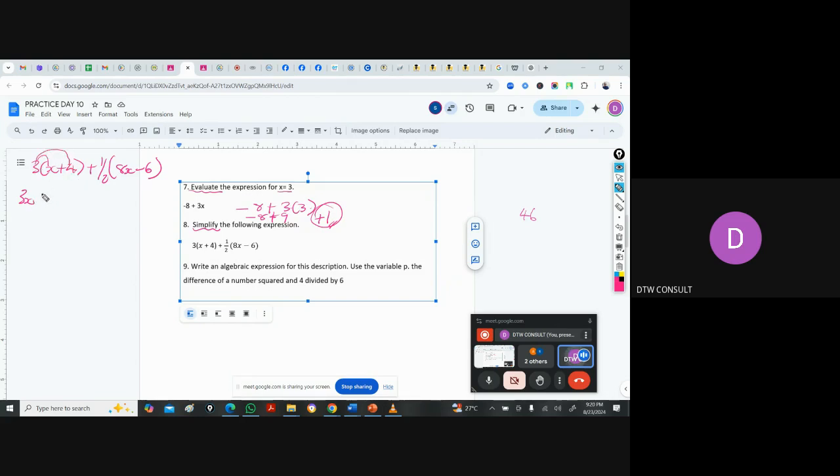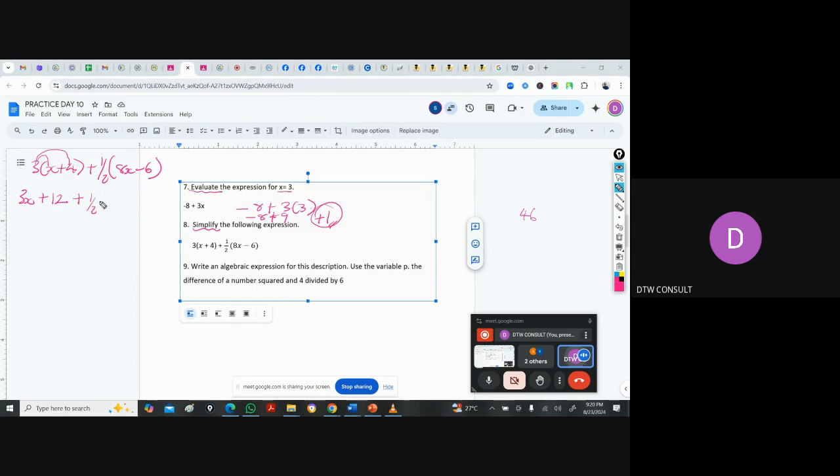A positive 12. You do the same thing also for this half outside this parenthesis. Okay? Because whatever is immediately outside the parentheses, that's what you use to open the parentheses. So here you have a positive half. So a positive half times 8x, what would that give us?